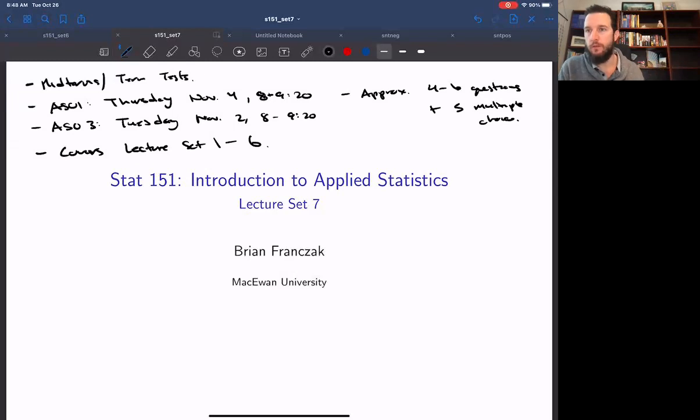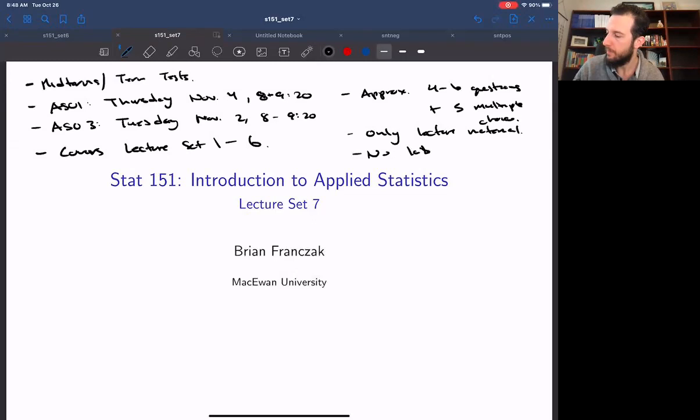Yeah, I mean, those are basically the facts. Oh yeah, it's only lecture material. Okay, so the lab stuff is not covered. Okay, so that just means you don't have to use R Commander on the midterm. The R Commander stuff only gets tested through the lab, so the lab quizzes and the lab final.